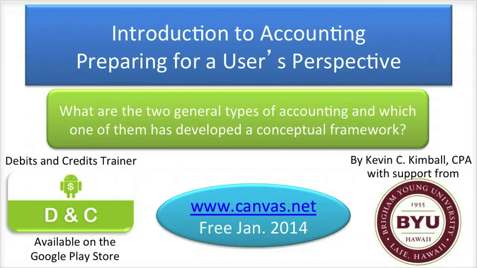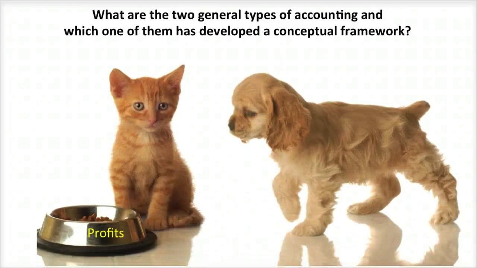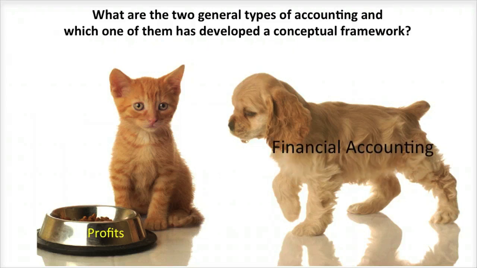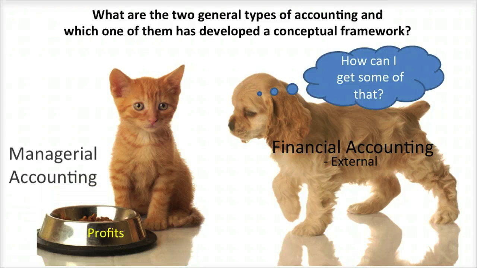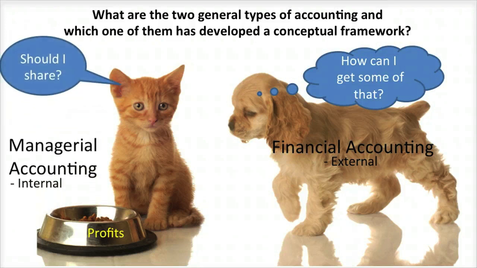What are the two general types of accounting and which one of them has developed a conceptual framework? The short answer to this question is that there are two general types of accounting: financial accounting for external decision makers and managerial accounting for internal decision makers.